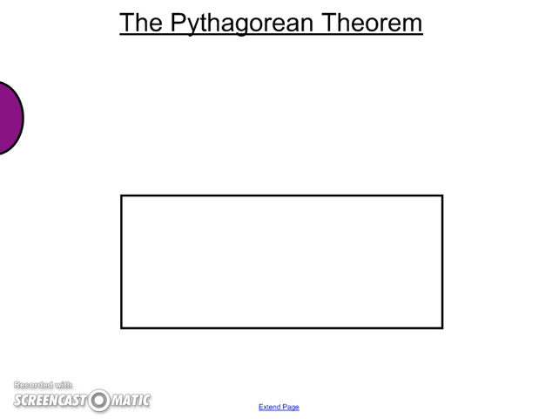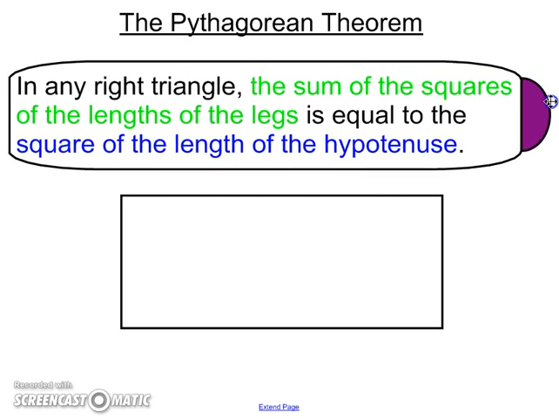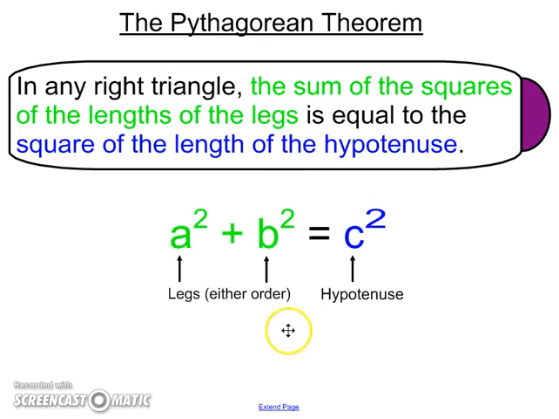So let me pop quickly to the next slide here. The Pythagorean theorem, and this is the long version: in any right triangle, the sum of the squares of the lengths of the legs is equal to the square of the length of the hypotenuse. Here's the short version, which we just came up with: a squared plus b squared. These are the legs. The areas of the legs, in either order, the order does not matter, is equal to the area of the hypotenuse.